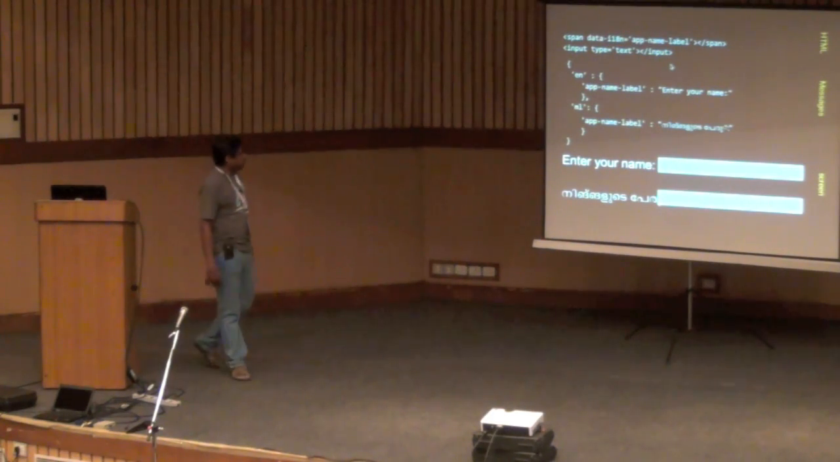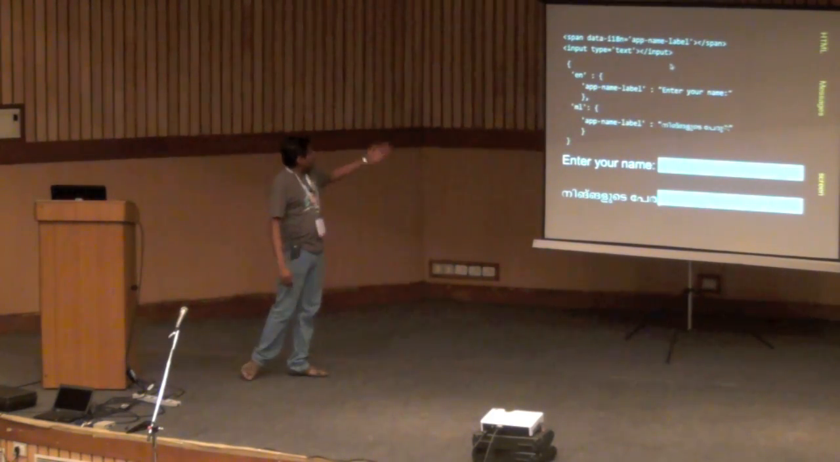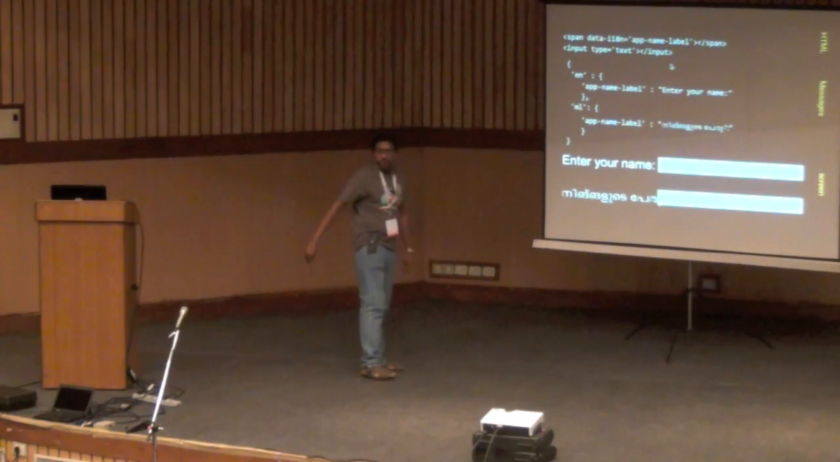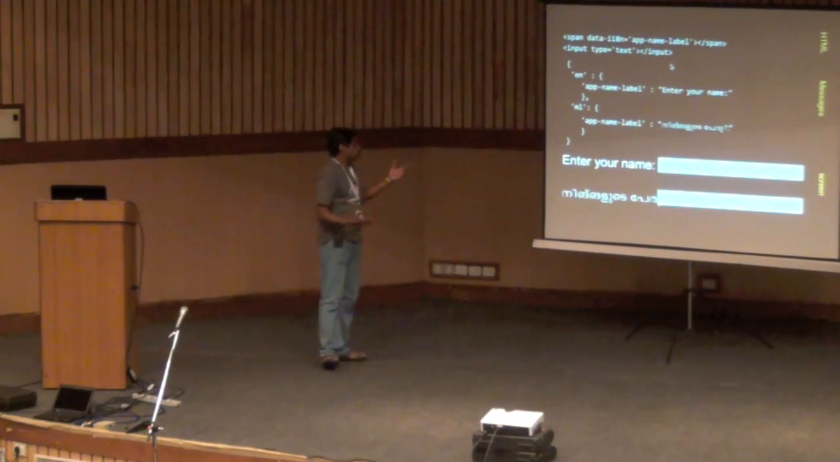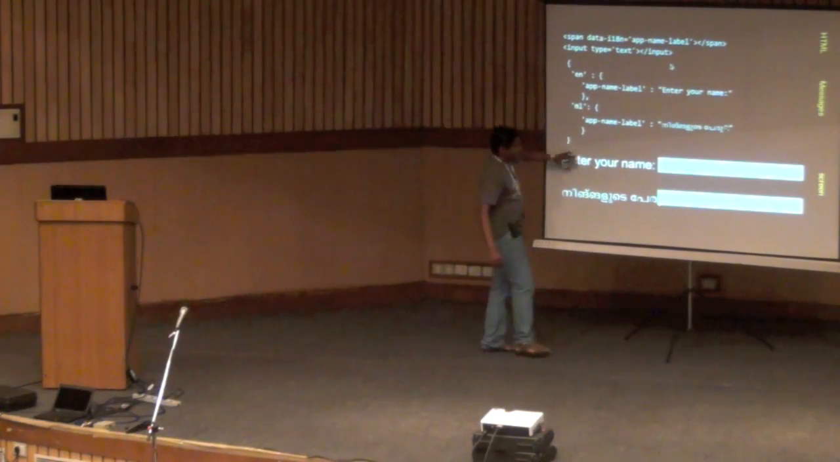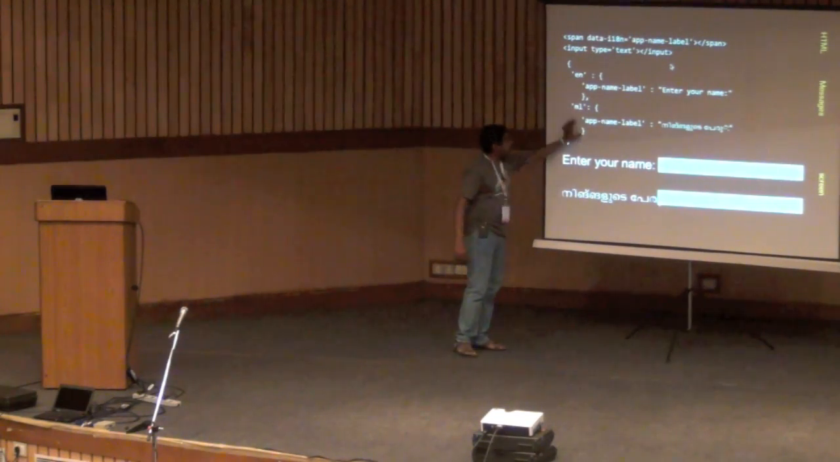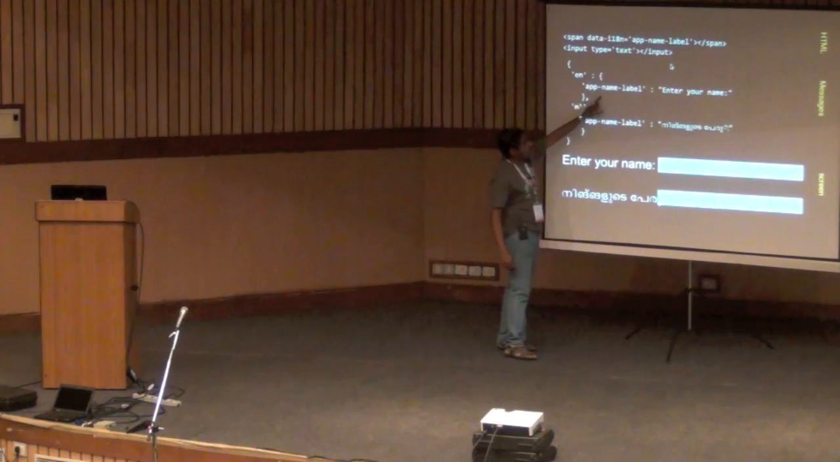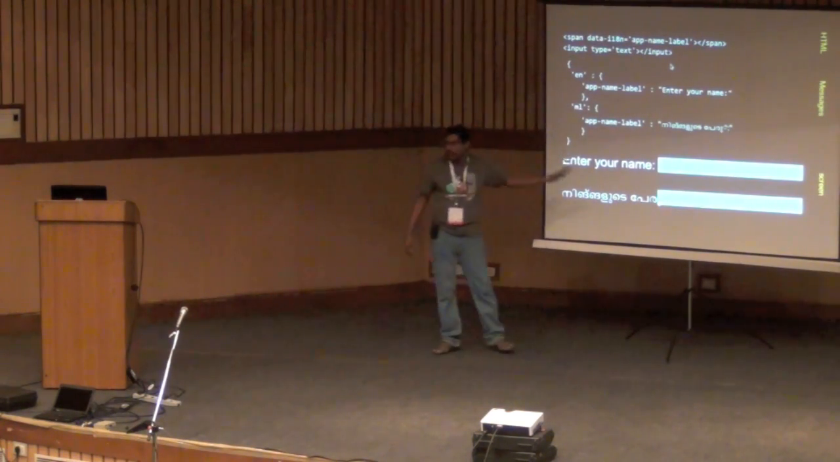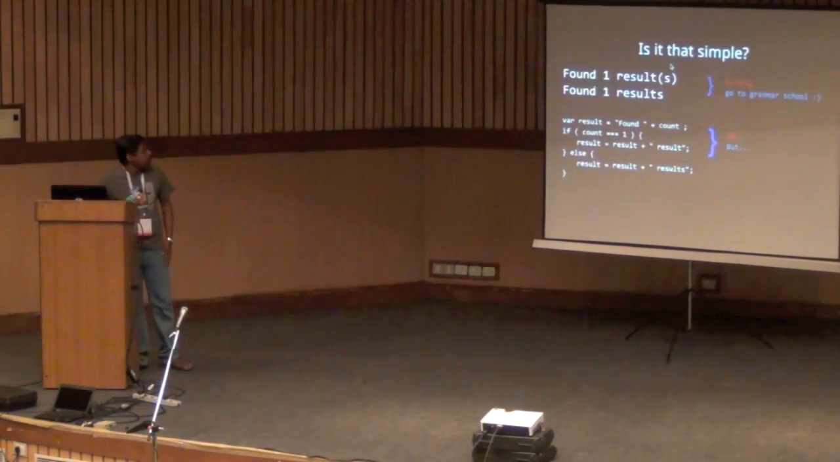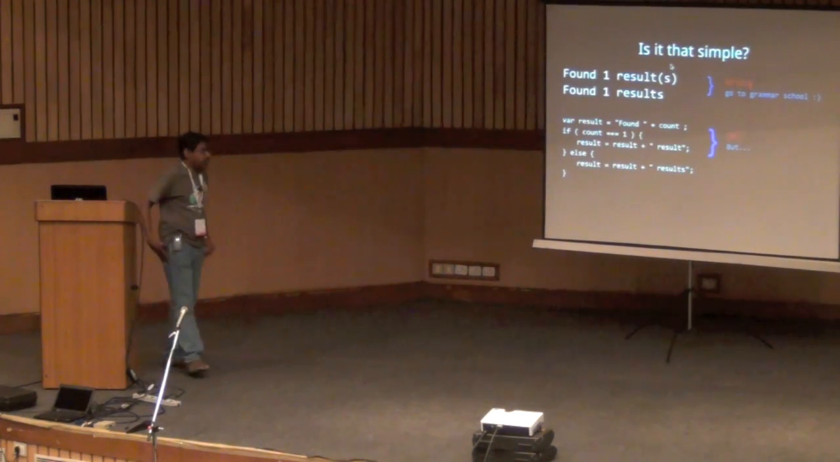Say we have a span and some input area, like this: there's a span, there's a text area, a text box. You need to display something here, but it should be internationalized. You can externalize the strings and translate them, and finally you get it. Okay, it looks very easy, but it's not that easy.